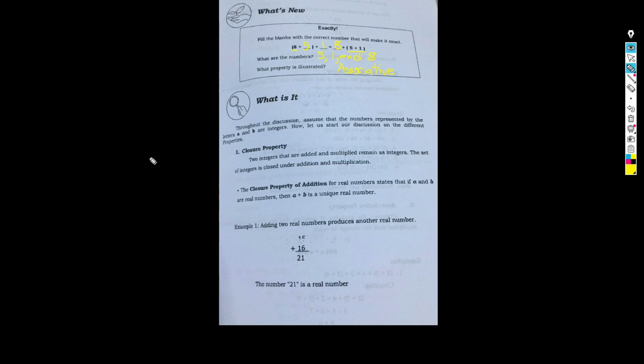Now, we will study here below. Okay, now the module, as explained, will try to explain the properties of operations for the set of integers, which I already explained to you. So let's read it. The closure property is when two integers that are added and multiplied remain as integers. The set of integers is closed under addition and multiplication only. The closure property of addition for real numbers states that if A and B are real numbers, then A plus B is a unique real number. Adding two real numbers produces another real number.